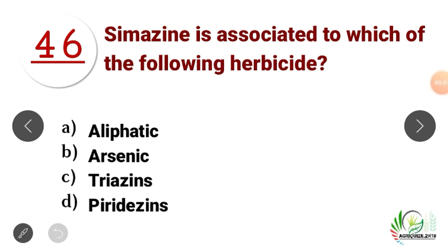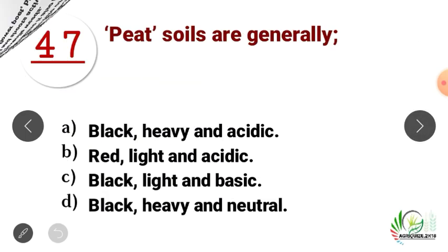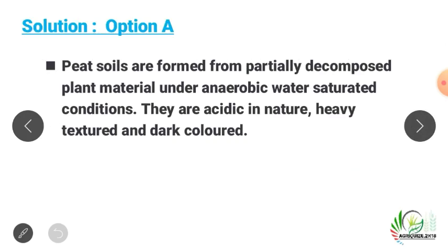Question number 46. Simazine is associated with which of the following herbicides? Option C is correct. Triazines. Triazines are compounds that contain three nitrogen atoms in their molecule. Question number 47. Peat soils are generally, option A is correct. Peat soils are generally black, heavy and acidic. They are formed from partially decomposed plant material under anaerobic, water-saturated conditions. They are acidic in nature, heavy textured and dark colored.